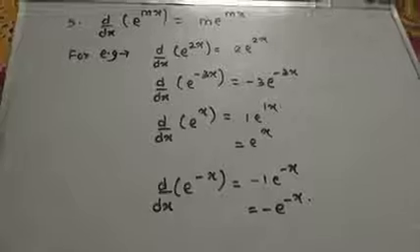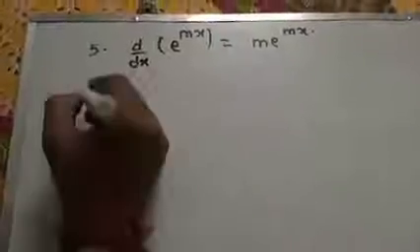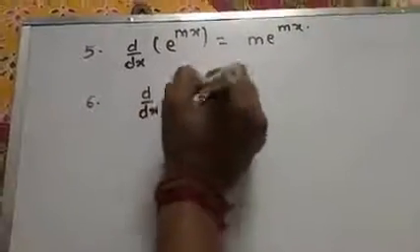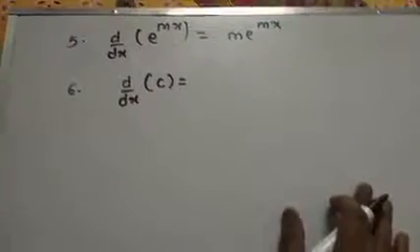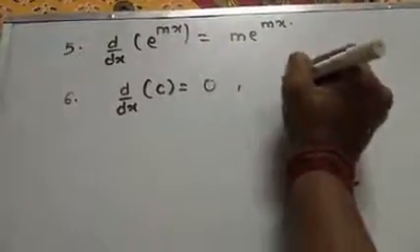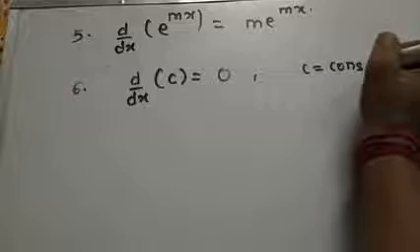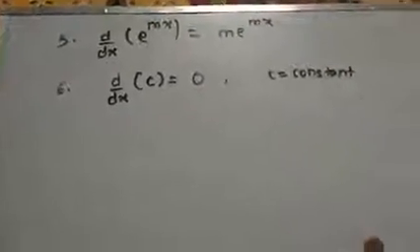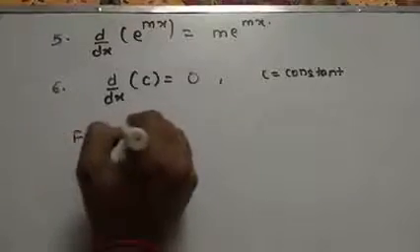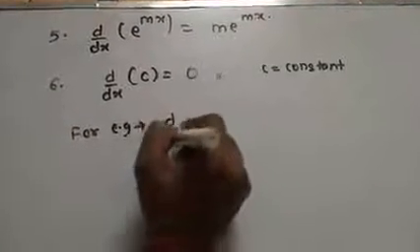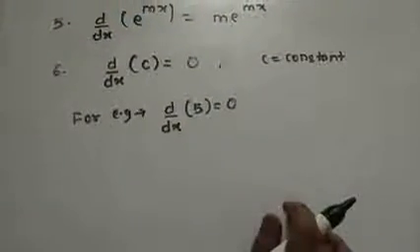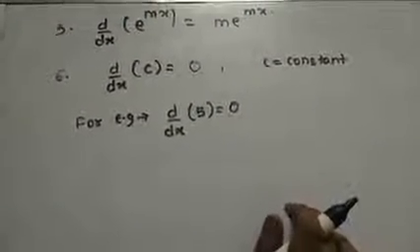And one more important thing is that remember always that if I say d dx of any constant c, meaning any number, then its derivative value is 0, where c is a constant. For example, d dx of 5, a constant number, the derivative is 0.